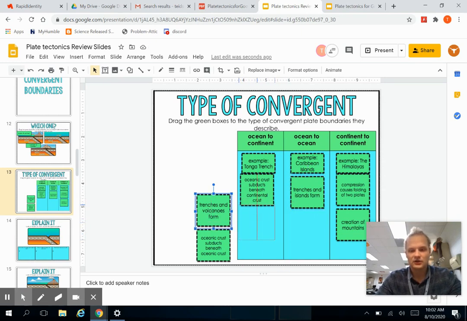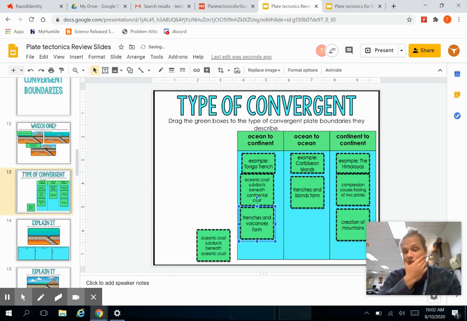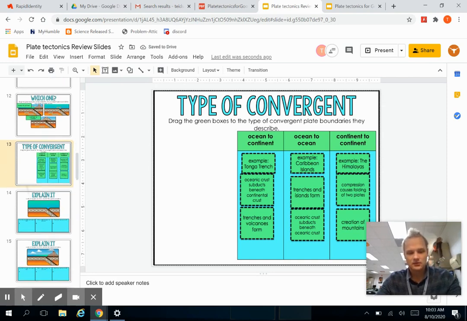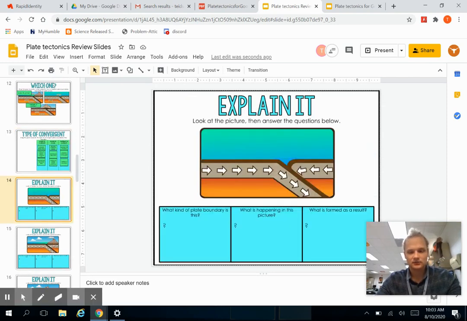That's going to be ocean to continent because, there are underwater volcanoes, but a lot of volcanoes that are on land have a subducting ocean plate into a continental plate that rises up. Oceanic crust subducts beneath oceanic crust, so that's got to be ocean to ocean. All right, so just check your answers here. See what you got. Let's keep on going.